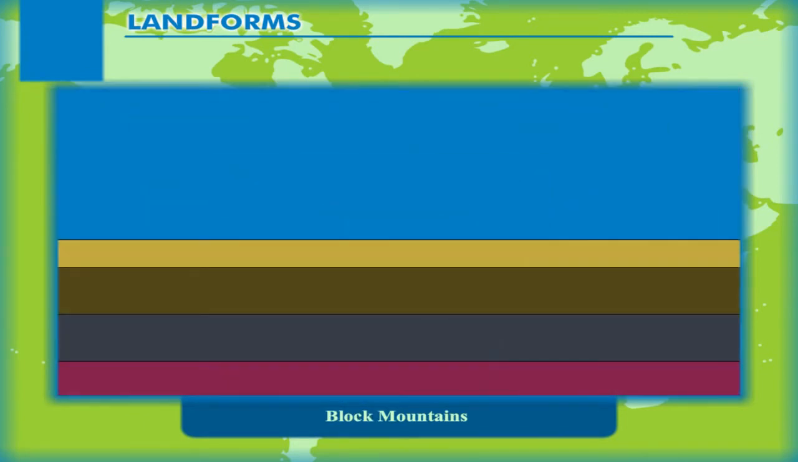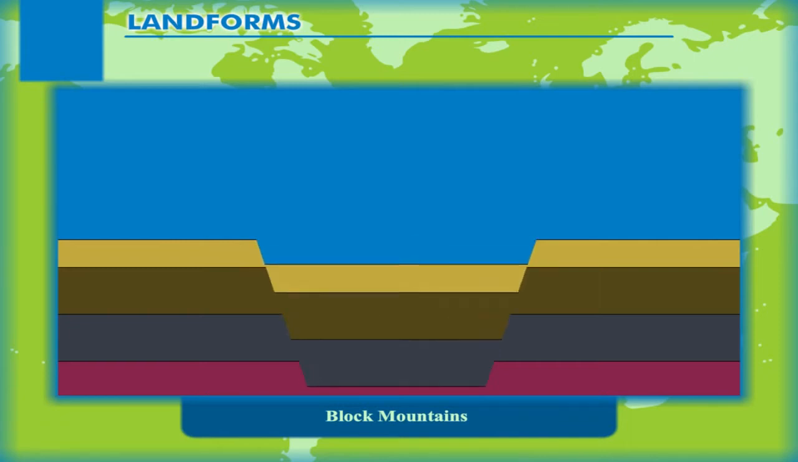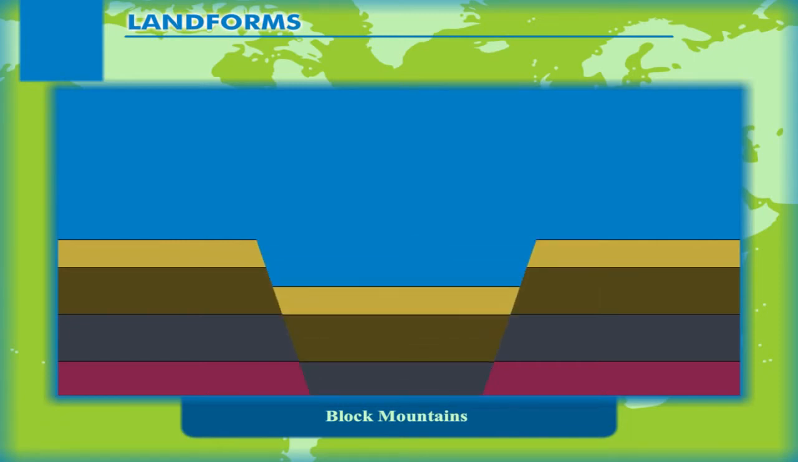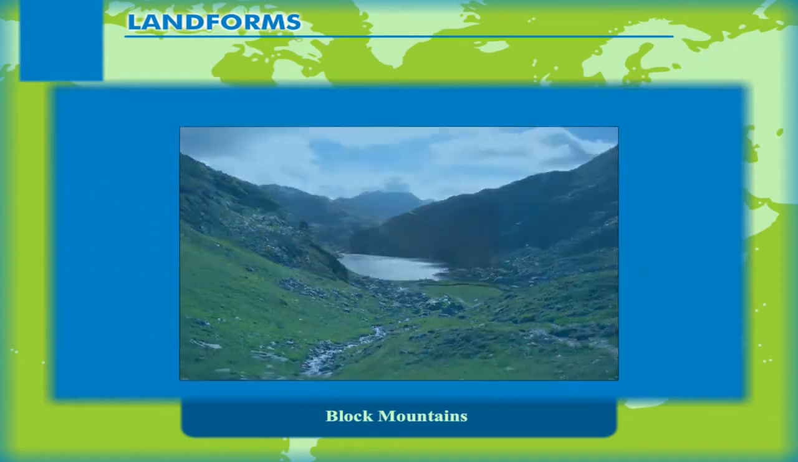Block mountains. Block mountains are created when large areas are widely cracked or broken up by fault lines and displaced vertically. The uplifted blocks are called horsts and the lowered blocks are termed as graben. This form of landscape can be seen in Rhine Valley in Europe.